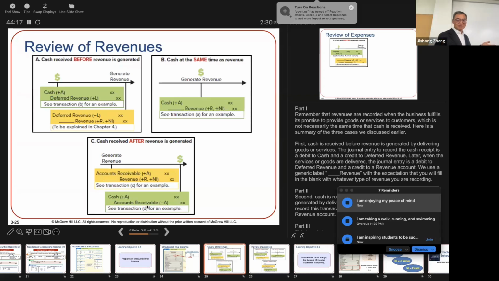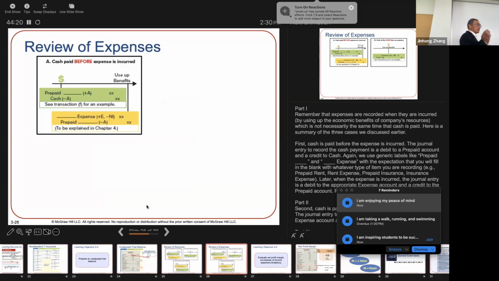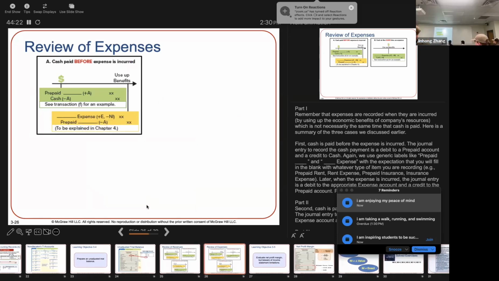Thank you. I want you to get all of these because these are foundation. Once you lay this foundation, in the future it's easy. So, cash paid before expense is incurred. It's not expense yet. So prepaid, that's like the rent, right? And then you reduce cash. And then when you recognize it, you increase expense and reduce prepaid.